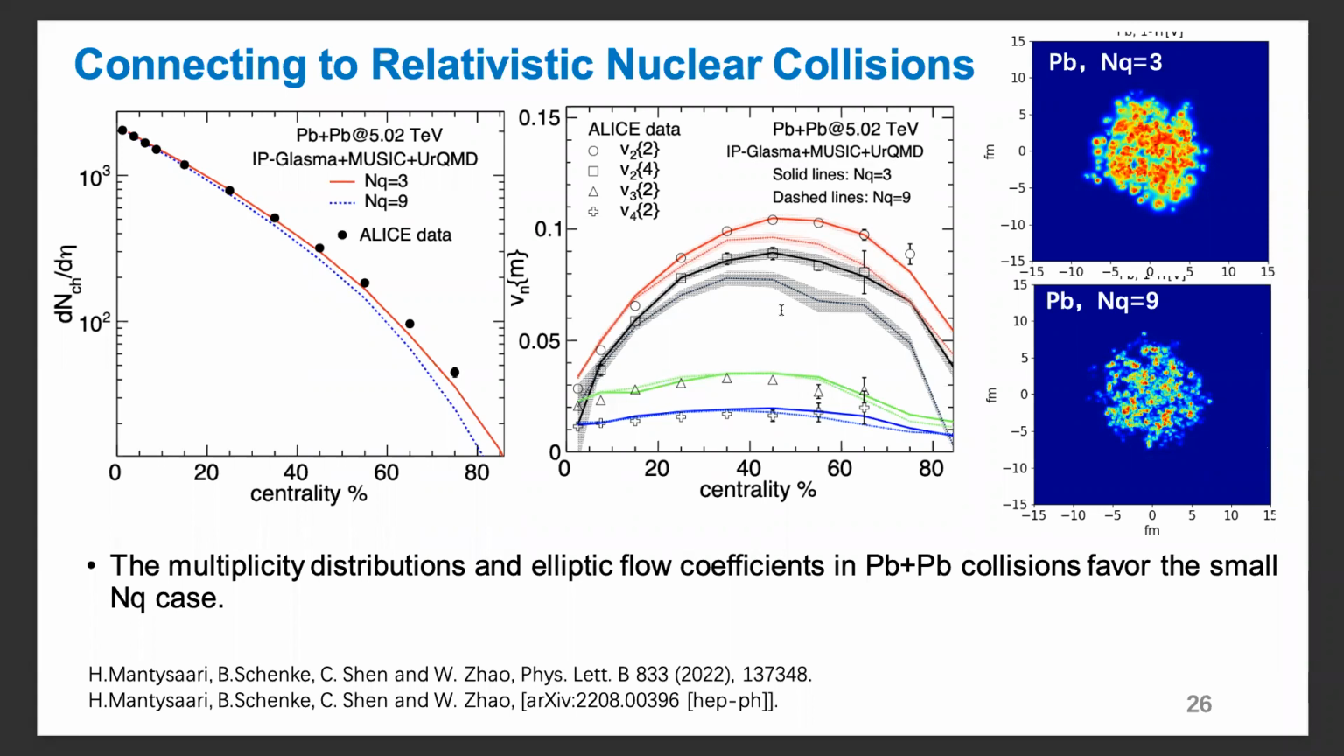Oh, here the solid line means Q3 and the dashed line is Q9, and the different colors mean different observables. Where's the dashed line? I can't see it. Oh, it's not really there. Yeah, this is the dashed line. Oh, okay.